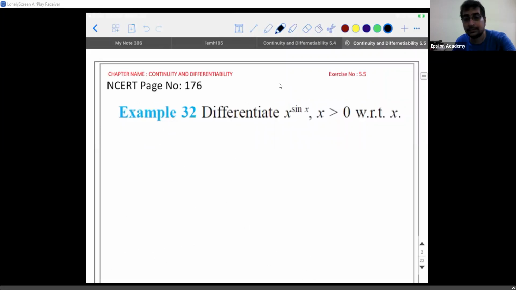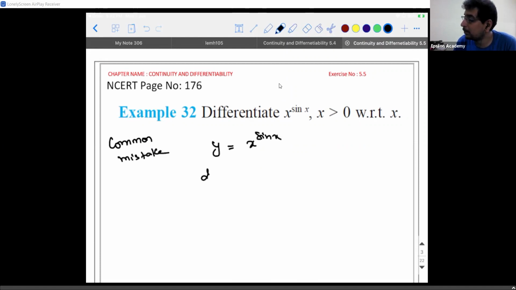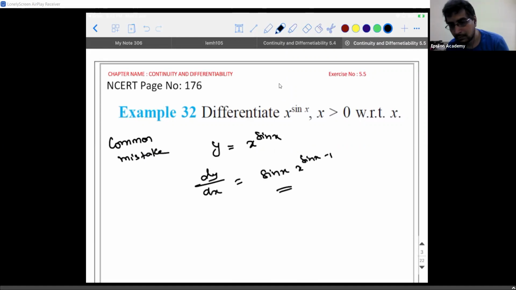So listen now. Differentiate x power sin x. Before I proceed, let me explain the common mistake that happens. y is equal to x power sin x. How many people thought of this? dy by dx is equal to sin x into x power sin x minus 1. You would have thought of this, because it is looking in the format x power n, and n x power n minus 1 is the derivative.